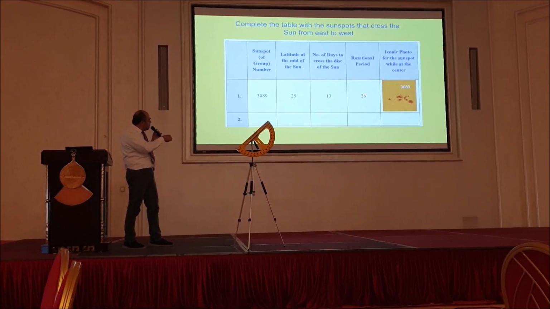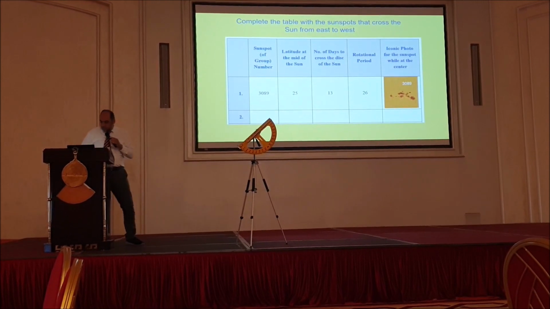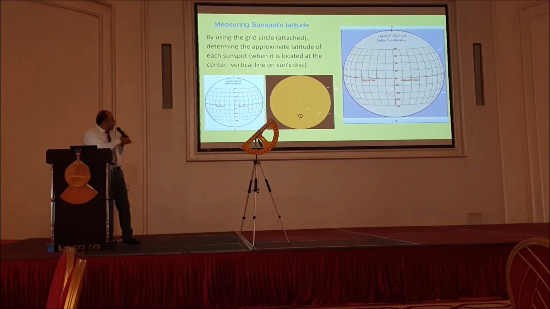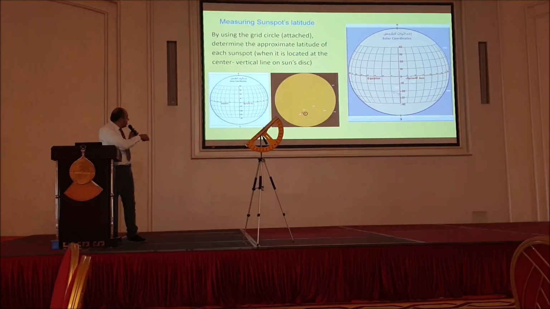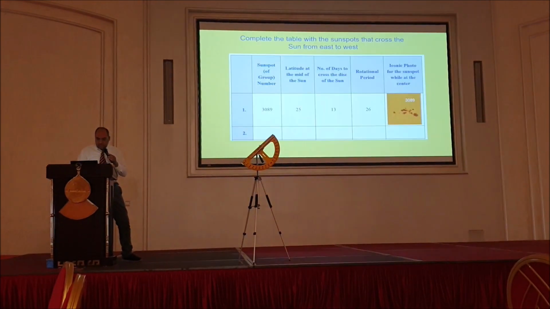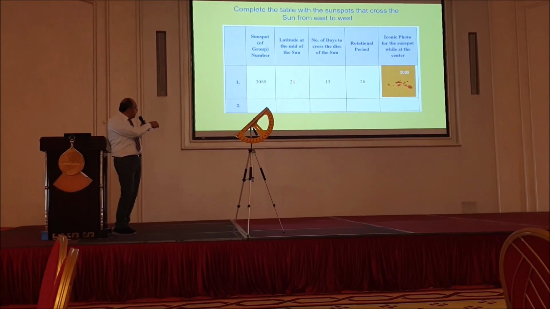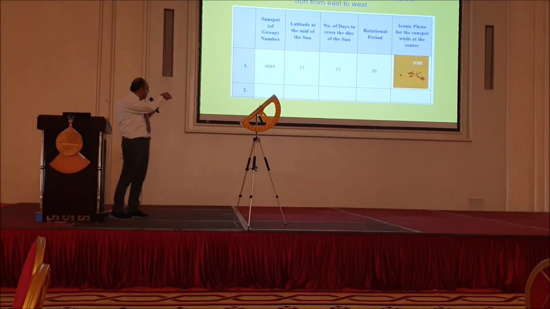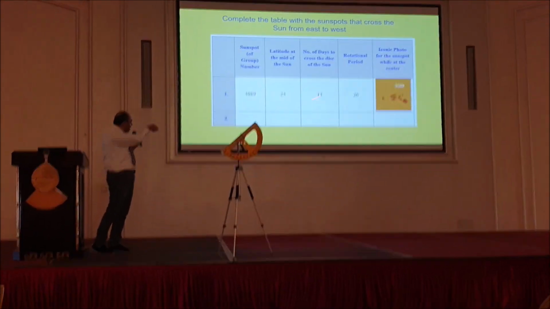Multiplied by 2, it is 26. The latitude is 25. This one. Here, 3089. This one, 3089. So the latitude is 25 south. This is the 3089 and so on.